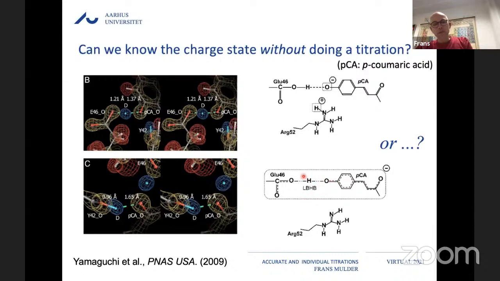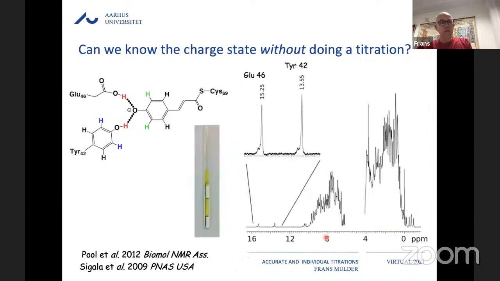The other thing they found, based on the density of the neutron structure, was that the arginine was expected to be neutral, which was a very surprising result, meaning that its pKa must have been shifted by several units from its normal pKa, which is actually higher than 13 in solution. So we looked at this by NMR spectroscopy.